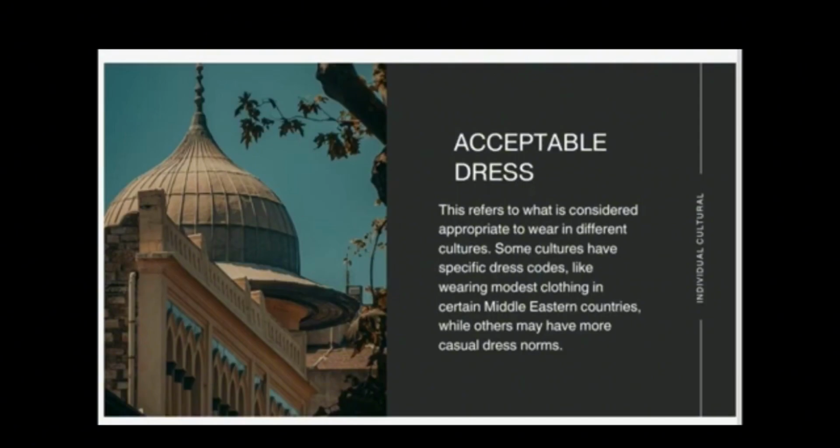For example, in some cultures, making direct eye contact shows respect, while in others, it might be seen as rude. And the last one is acceptable dress. This refers to what is considered appropriate to wear in different cultures. Some cultures have specific dress codes, like wearing modest clothing in certain Middle Eastern countries, while others may have more casual dress norms.